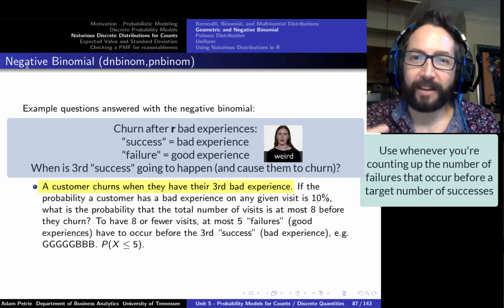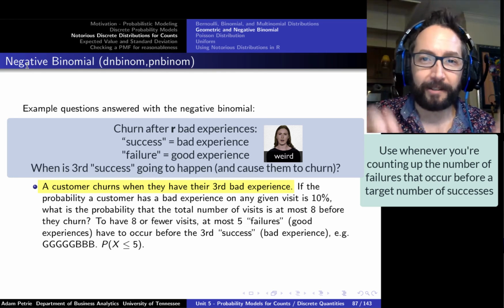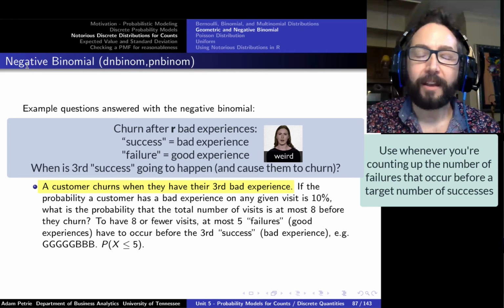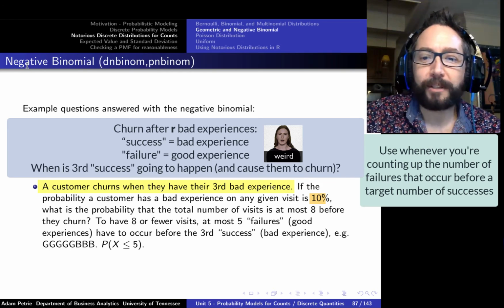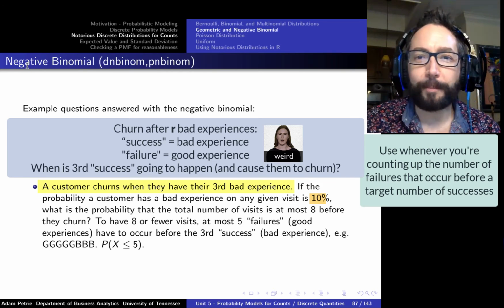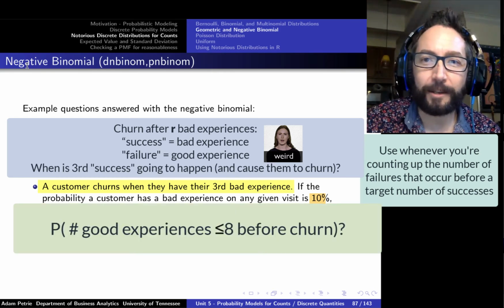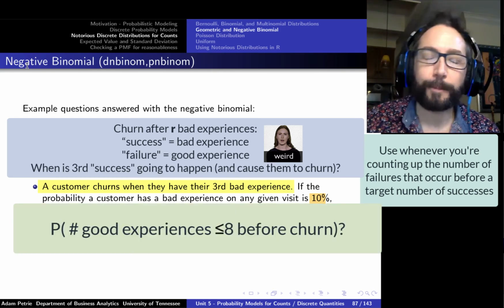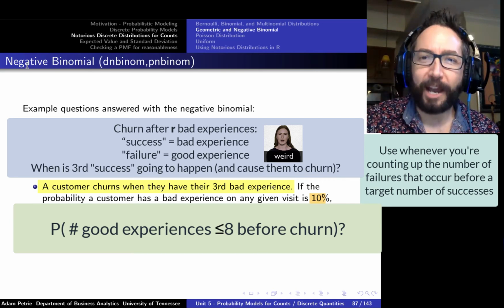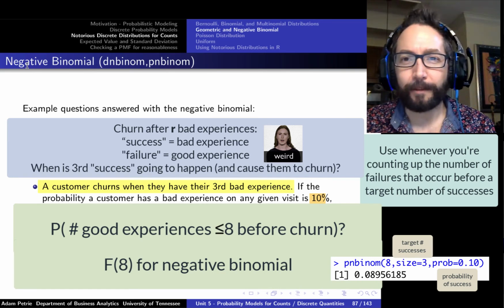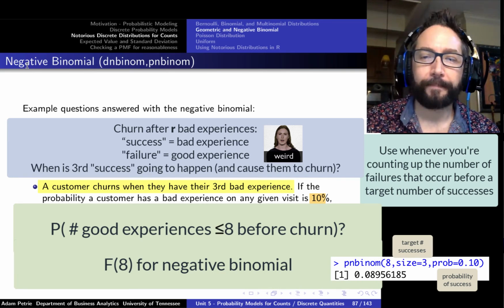So we might imagine that on a particular visit to a store, the customer might have a bad experience, a success in this case, with 10%. We might be interested in asking questions like, well, what's the probability that the total number of visits or total number of good experiences is at most 8 before they end up churning? A good experience in this case would be considered a failure with our terminology, kind of weird, but we'd be counting up the number of failures until that third success, that third bad experience that counts into churn.